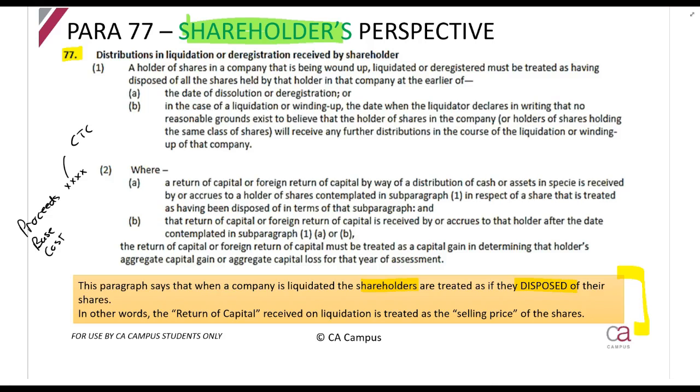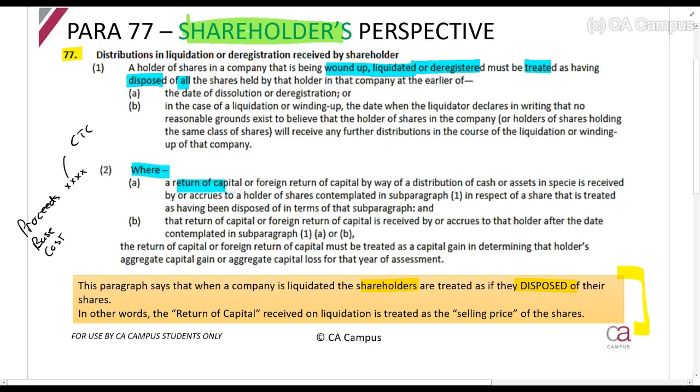So this is what it says. A holder of shares in a company that is being wound up or liquidated or deregistered must be treated as having disposed of all of the shares held by that holder in the company at the earlier of the date of the dissolution, or in the case of liquidation, when the liquidator declares in writing that no reasonable grounds exist to believe that the holder of shares in the company will receive any further distributions. Okay, the most important thing there is you treat it as if you sold it.